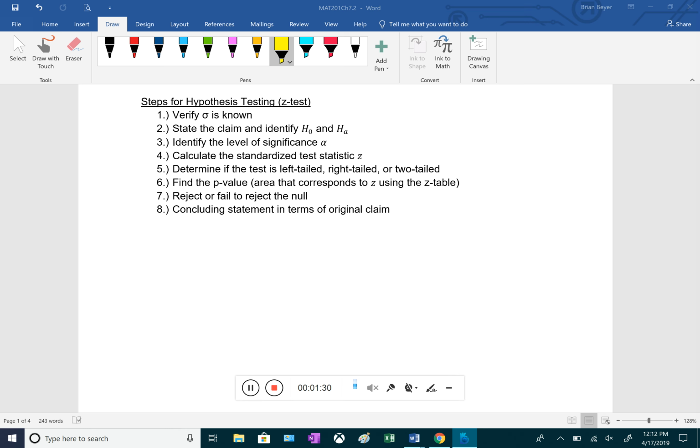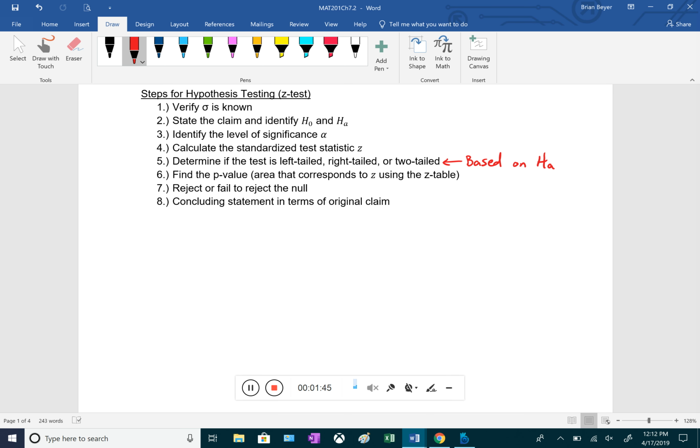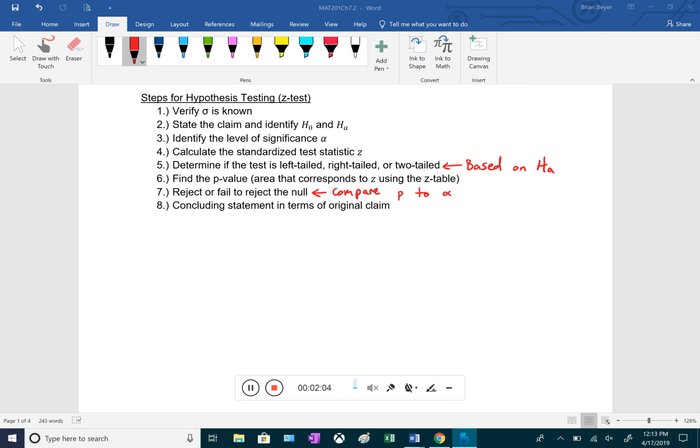And now from section 7.1, we have to determine if the test is left-tailed, right-tailed, or two-tailed. Once again, that's based on the alternative. Next we have to find the p-value, which is the area that corresponds to z, using the z-table based on if it's left-tailed, right-tailed, or two-tailed. I'll come back to that in a second. Then we compare that p-value with alpha, and that tells us whether we reject or fail to reject the null. And then we want a concluding statement in terms of the original claim, in terms of the actual problem.